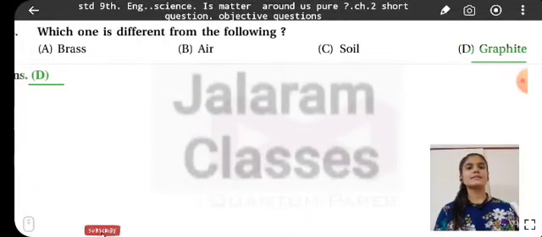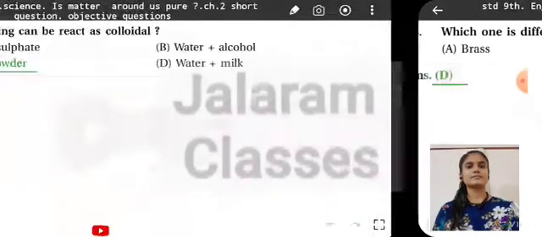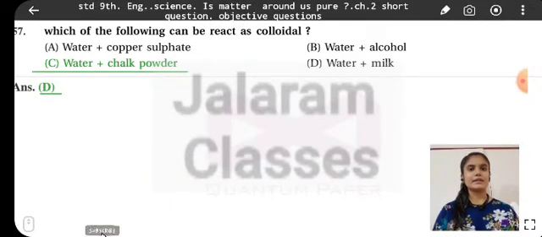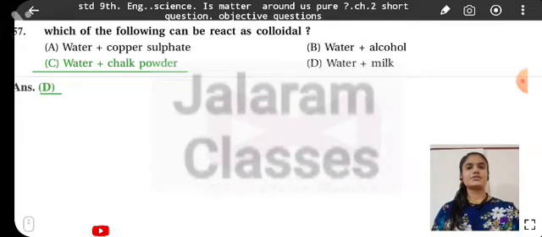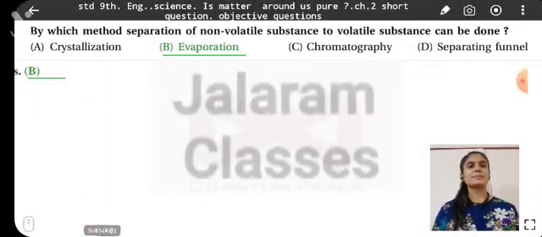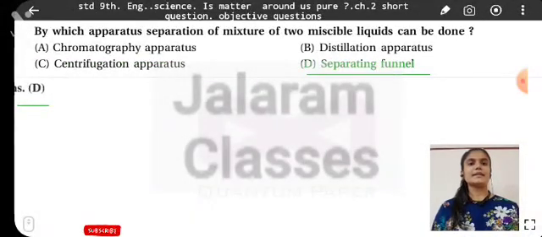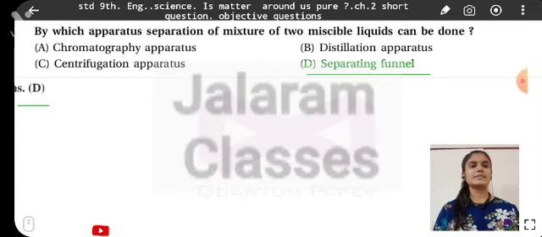Which one is different from the following? Graphite is different from air, soil and grass. Which of the following can be react as colloidal? Water plus milk is a colloidal solution. By which method separation of non-volatile substance to volatile substance can be done? By evaporation. By using which apparatus milk and cream can be separated? Centrifugation apparatus.